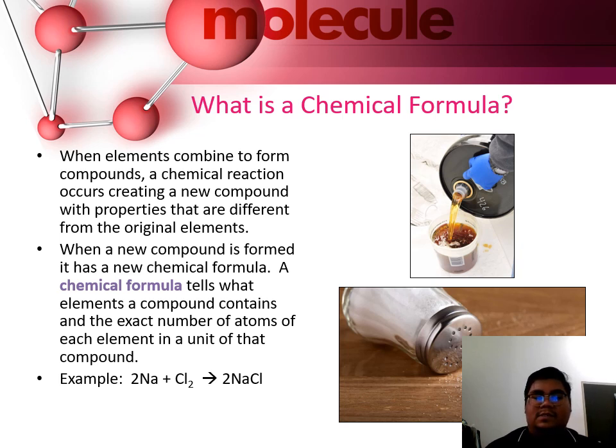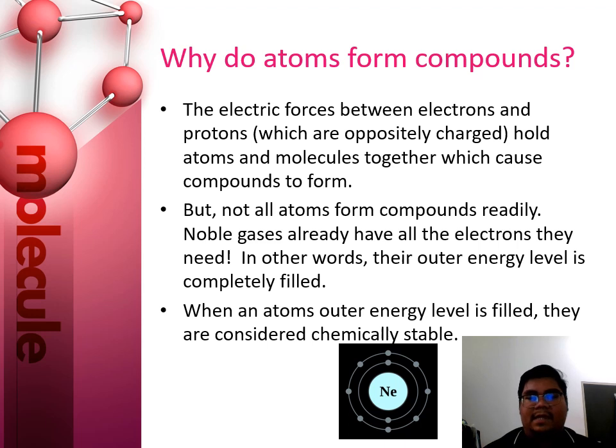For example, we have table salt here, and we know that it's made of two elements, which are sodium and chlorine. So this is the chemical formula of salt. But no worries, we're going to see more examples after this.